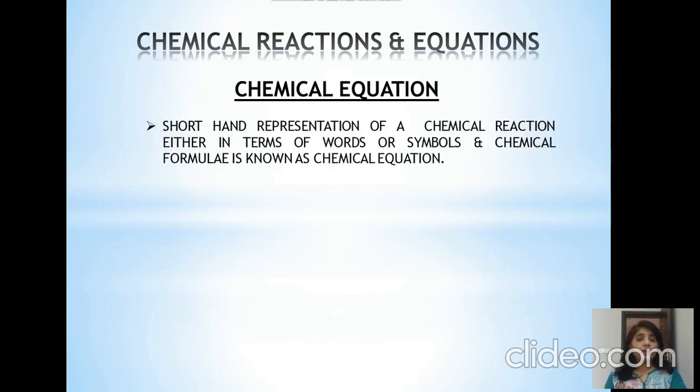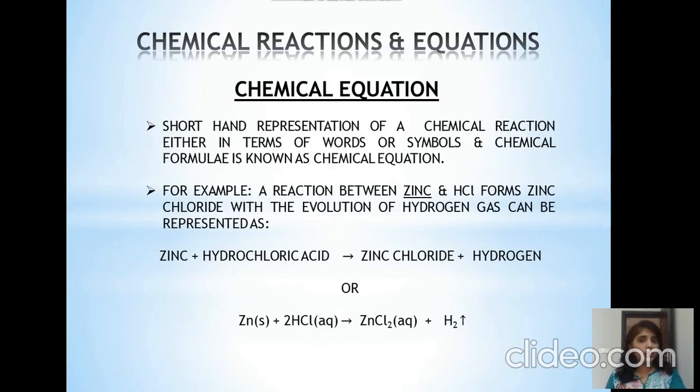So we'll find that the whole process, which can be given in words in a long way, can be written and spoken in a very small manner. That shorthand representation is known as chemical equation. For example, a reaction between zinc and hydrochloric acid releases hydrogen gas along with formation of aqueous solution of zinc chloride. Instead of speaking a long statement, a reaction between zinc and hydrochloric acid gives us the product zinc chloride along with the evolution of hydrogen gas.